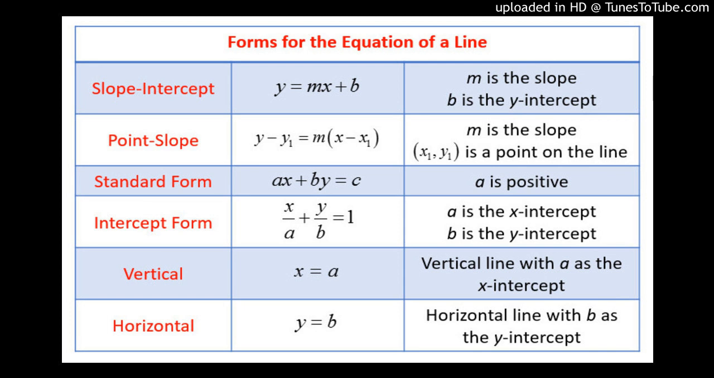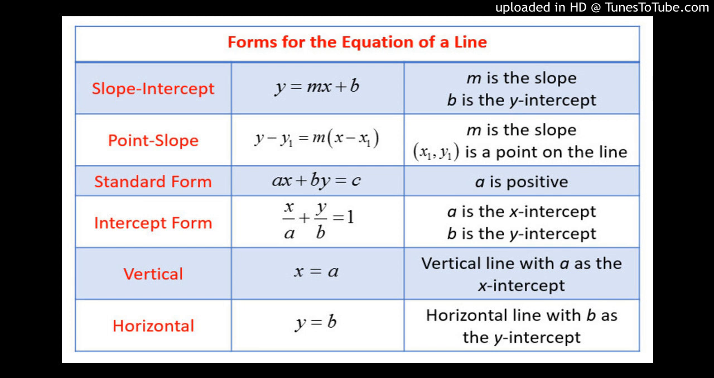Then there is a 2-point form. That means when the line passes through, say, one point (x1, y1) and another point (x2, y2), then what is the equation of the line? It is (y minus y1) upon (y1 minus y2) equals (x minus x1) upon (x1 minus x2).